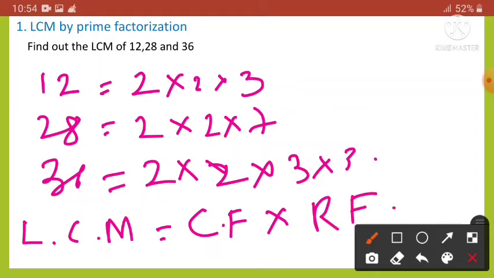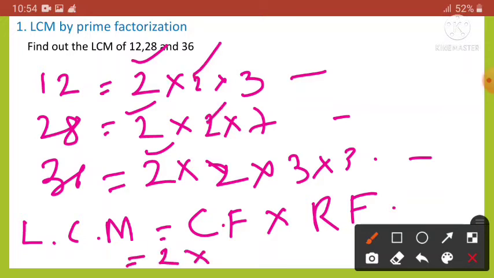So LCM, the least common multiple, is equal to CF into RF, common factor into remaining factor. What are the common factors in all the factors? Here the common factor is 2, then another 2, because the next 2 is present in all the factors. And now there are no common factors left.